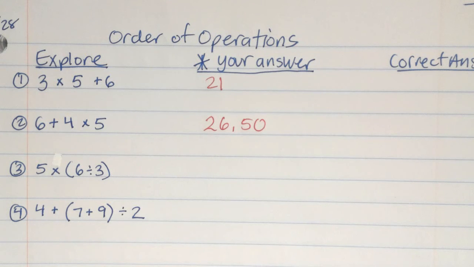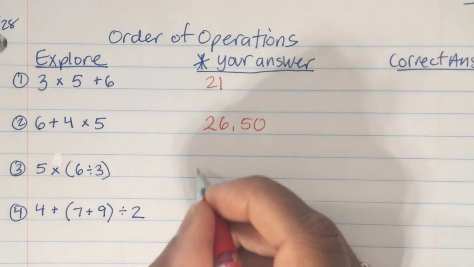Okay, so I got a little bit of both. A little bit of people saying 26, a couple saying 50. Okay, cool. Very awesome. Alrighty. Let's do the next question. Let's do number 3. What did you get for 5 times, parentheses, 6 divided by 3? Go ahead and type in your answer, and we can see.